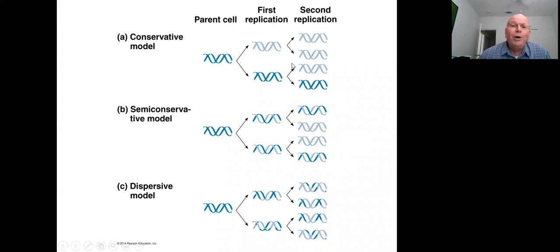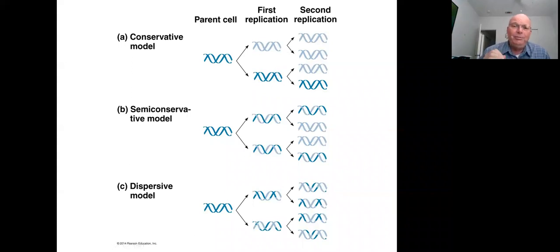The conservative model said that when new DNA is formed, the whole of the original DNA molecule is conserved, fully conserved in its original form, but it somehow serves as a template to make DNA molecules that are completely new on the basis of the original DNA molecule.